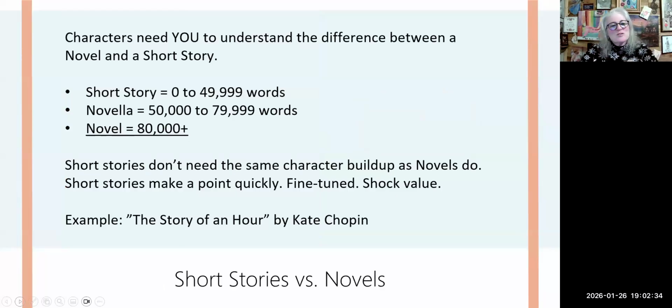Characters need you to understand the difference between a novel and a short story, too. Please understand that a short story is anything between 0 and 49,999 words. That means we have some pretty long short stories out there that qualify as short stories. Now, generally, if you're going to be writing short fiction and submitting to magazines and contests and things of that nature, they're going to want like a 5,000 word limit or a 2,500 word limit.